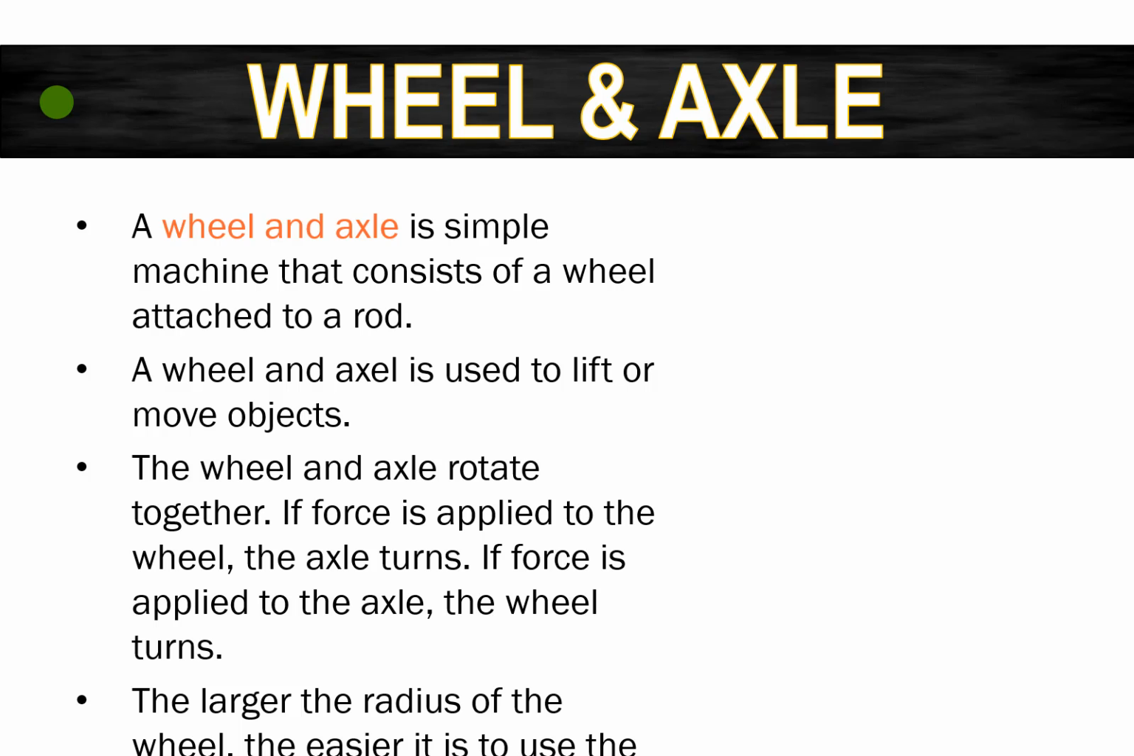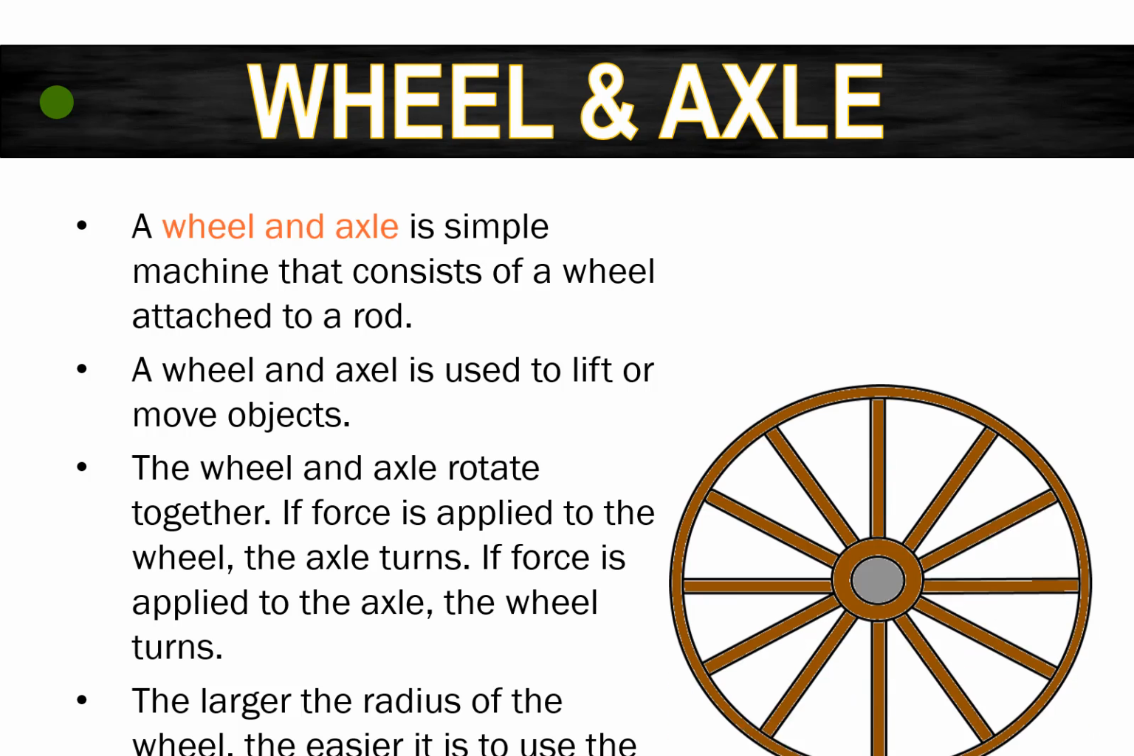The larger the radius of the wheel, the easier it is to use the wheel and axle to do work. So the radius of the wheel determines the mechanical advantage. The larger the radius, the better the mechanical advantage.